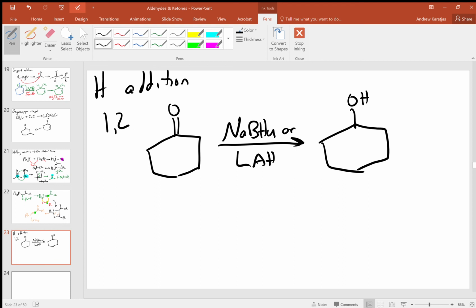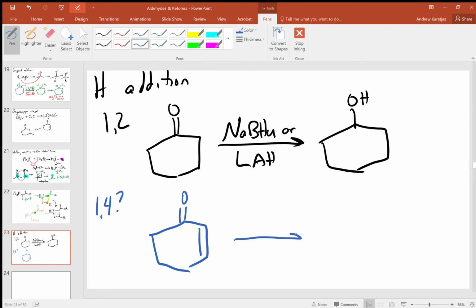But we can't do 1,4 in this way, because H minus, just like R minus, is a terrible nucleophile, or a terrible leaving group. And so this step here is completely irreversible. But what if we wanted the 1,4? Well, it turns out it's pretty easy to do, although it's not actually a 1,4 mechanism.